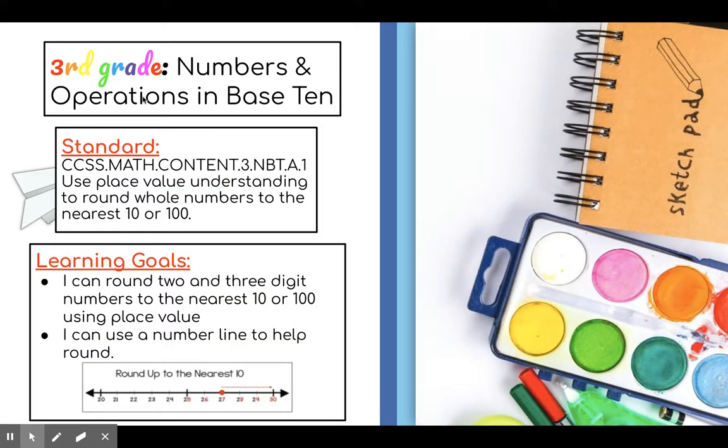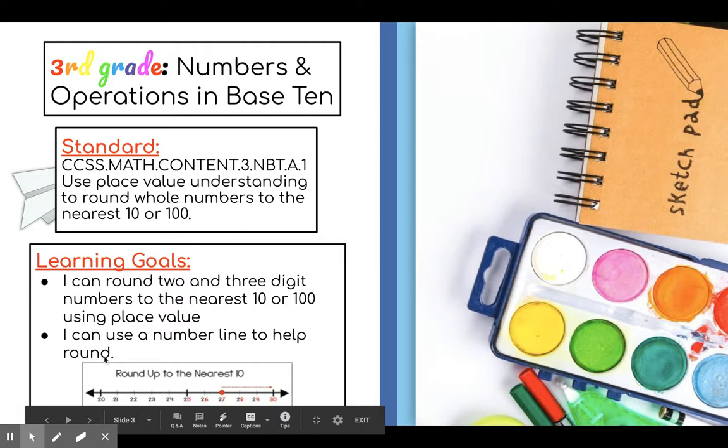So our new standard today falls under the domain of numbers and operations in base 10. The specific standard for that is to use place value understanding to round whole numbers to the nearest 10 or 100. Our learning goals for today are: I can round 2 and 3 digit numbers to the nearest 10 or 100 using place value, and I can use a number line to help me round. And here is an example of just what we're going to be doing today, and I'll explain that in just a few minutes.